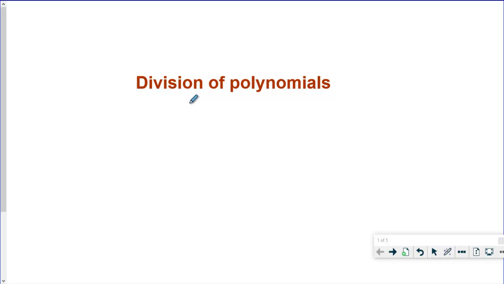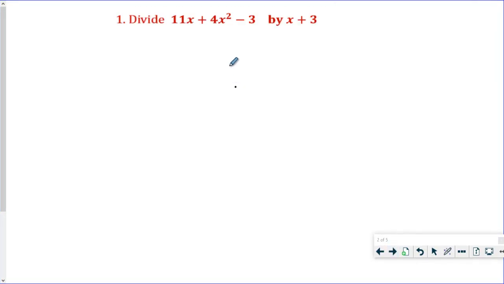Division of polynomials. In the previous video, we discussed the division of polynomials by a monomial term. Now we are going to see how to divide a polynomial by a binomial term and a trinomial term. Here we want to divide 11x plus 4x square minus 3 by x plus 3.